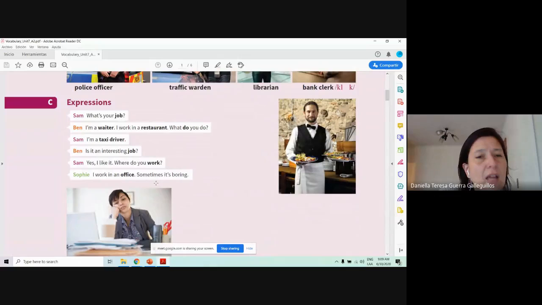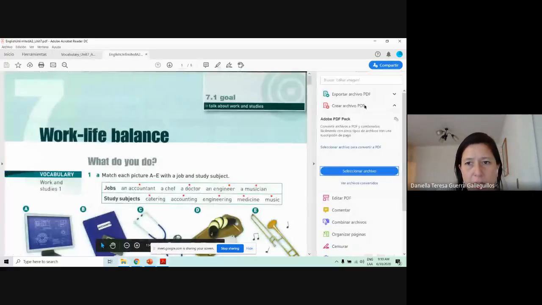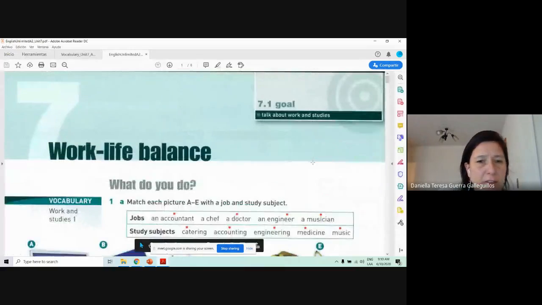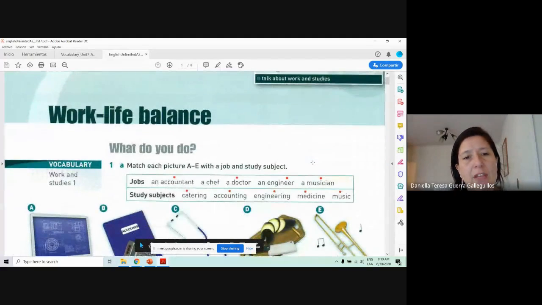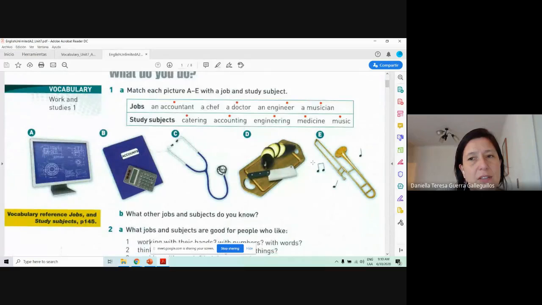What's your job? I'm a waiter. I work in a restaurant. What do you do? I'm a taxi driver. Is it an interesting job? Do you like it? Where do you work? I work in an office. Sometimes it is boring. Also, you can look at the book pages that we have, where you have the jobs and the study subjects. That is not the same.